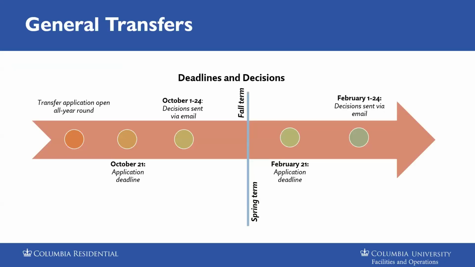So you want to know about deadlines and decisions after you submit your application, right? October 21st is the deadline for the fall term, and decisions are sent between the 1st and the 24th of October. For the spring term, the deadline to apply is February 21st, and decisions are sent from February 1st to the 24th. For the spring term, I'm sorry. So keep that in mind.